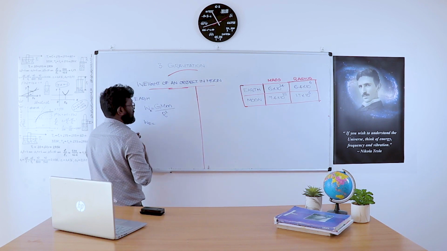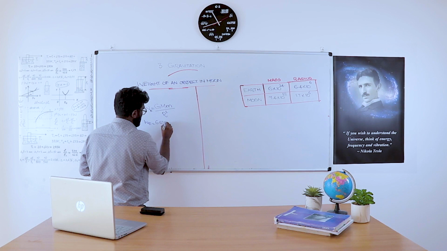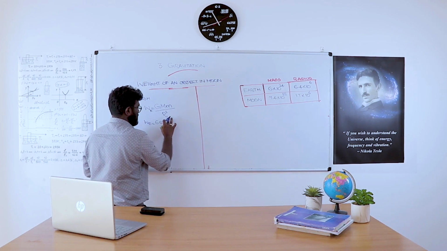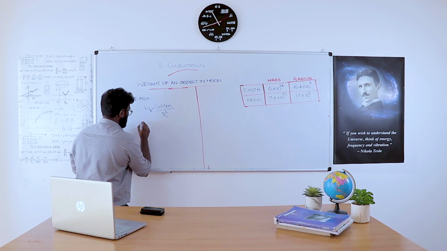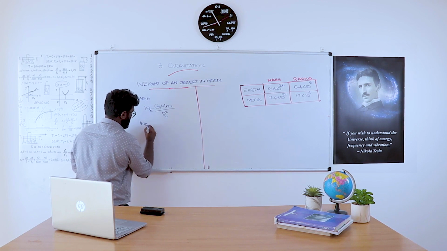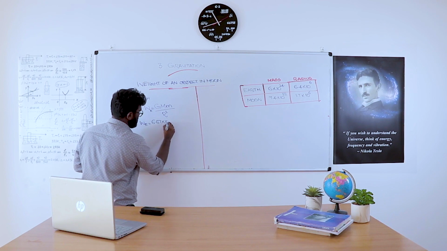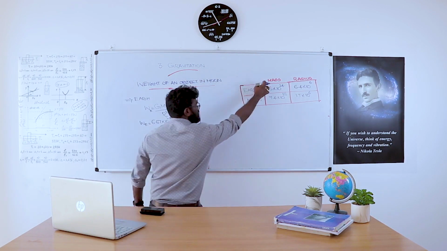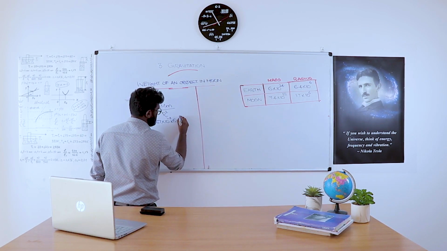WE is equal to G, which we know is 6.67 into 10 raised to minus 11 Newton meter square per kilogram square. Not 10 raised to 11, it is 10 raised to minus 11. So the weight of an object on earth W is equal to 6.67 into 10 raised to minus 11 into, what is the mass of the earth? The mass of the earth is given as 6 into 10 raised to 24.